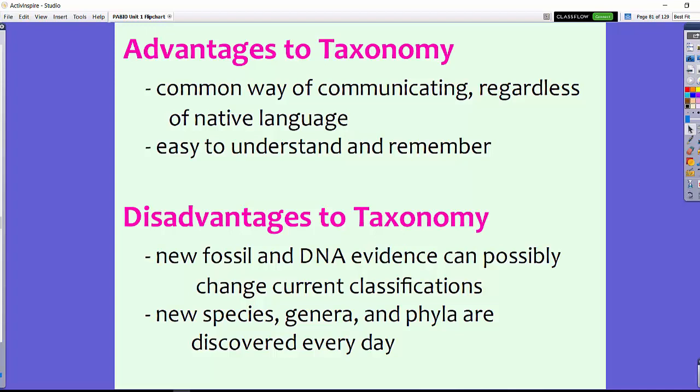Plus, there are new species, new genera, and new phyla that are discovered every day. We have only touched the surface of the organisms that we currently have on the planet in terms of discovery. So every day we're discovering new ones that can change the way things are classified. There are definitely advantages and disadvantages to this classic sense of taxonomy as we know it.